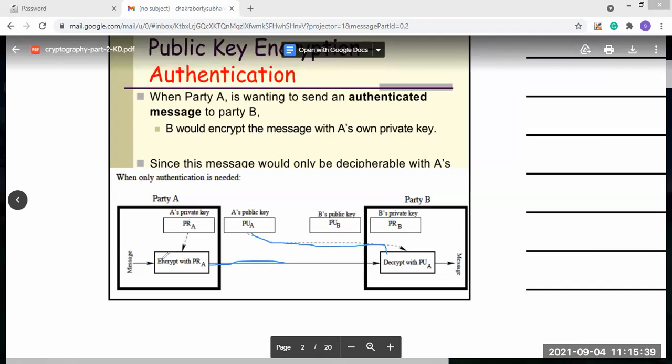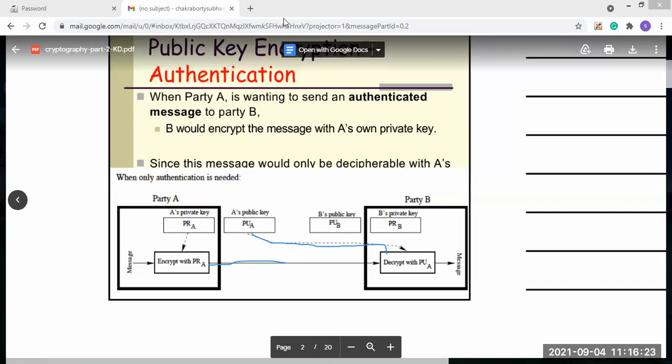But here in authentication, the message is encrypted using the private key of A. And after that, the message will be sent, and party B will do what? The message which is encrypted using the private key of A can only be decrypted using the public key of A. So the message is decrypted using the public key of A, and B will know the original message. And this is the authentication, that yes, I am the sender, I am party A. So party B will understand that the message is coming only from party A.